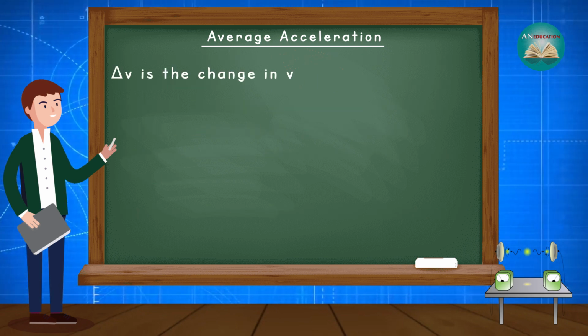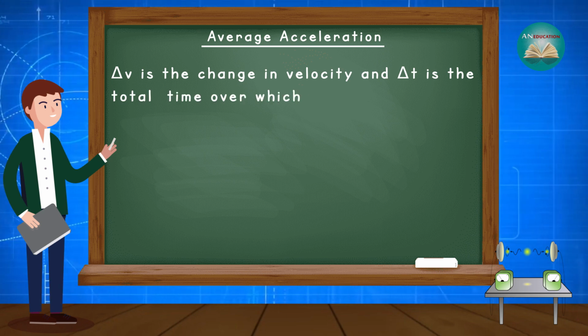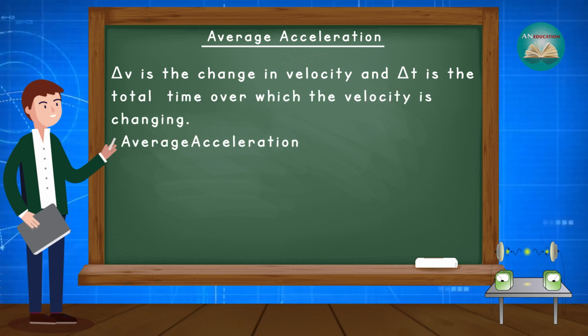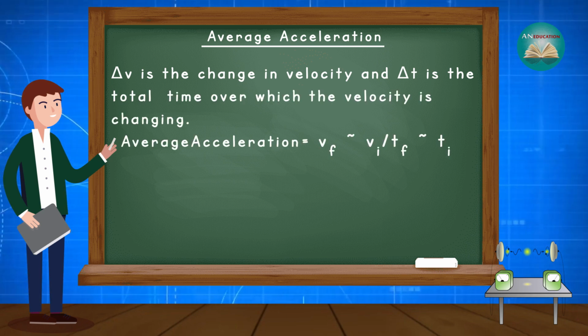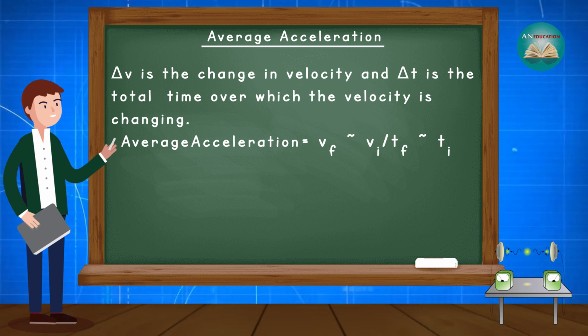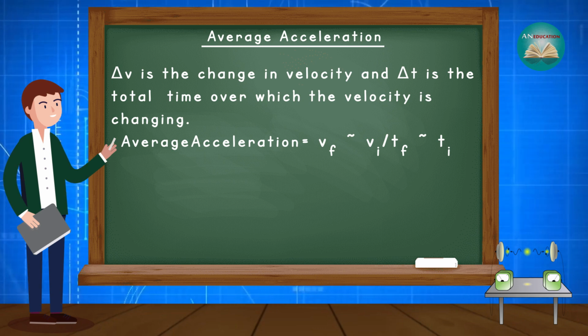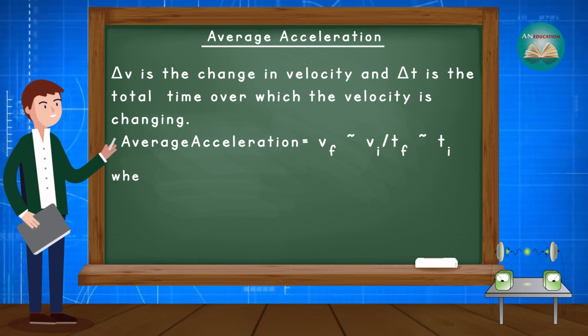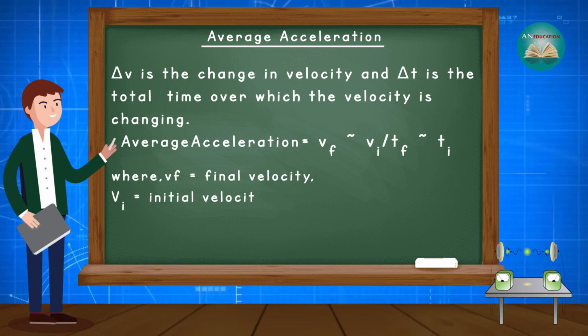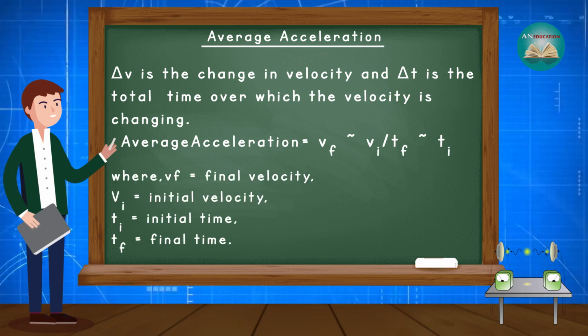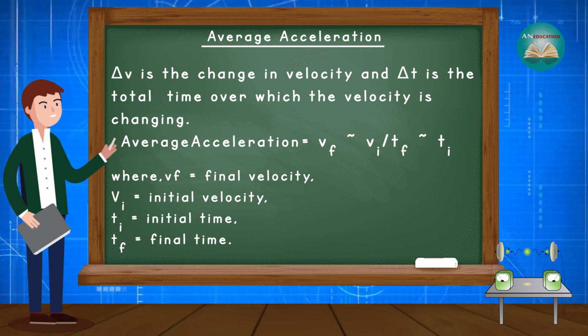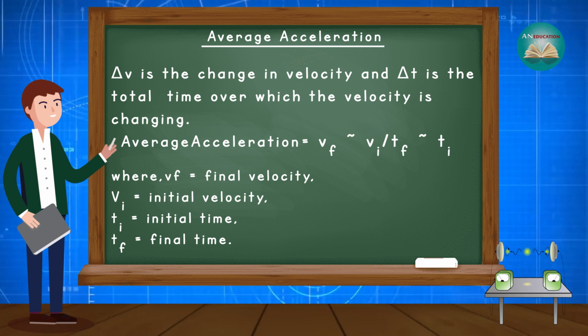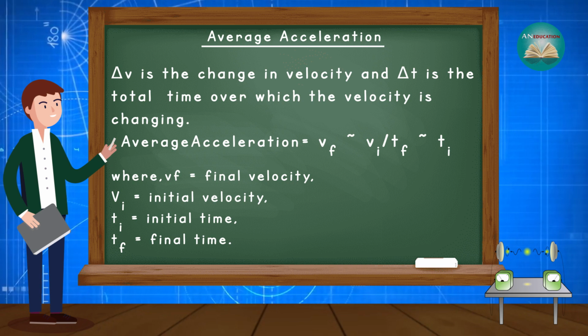Here delta v is the change in velocity and delta t is the total time over which the velocity is changing. Average acceleration is equal to v_f minus v_i upon t_f minus t_i, where v_f is the final velocity, v_i is the initial velocity, t_i is the initial time and t_f is the final time.